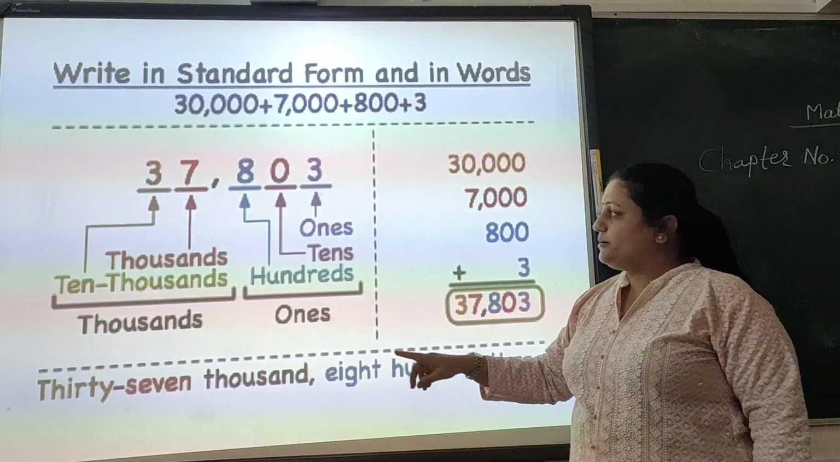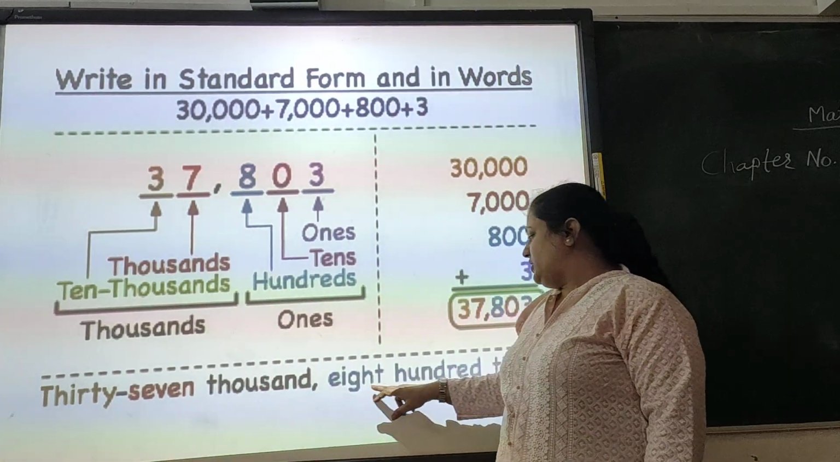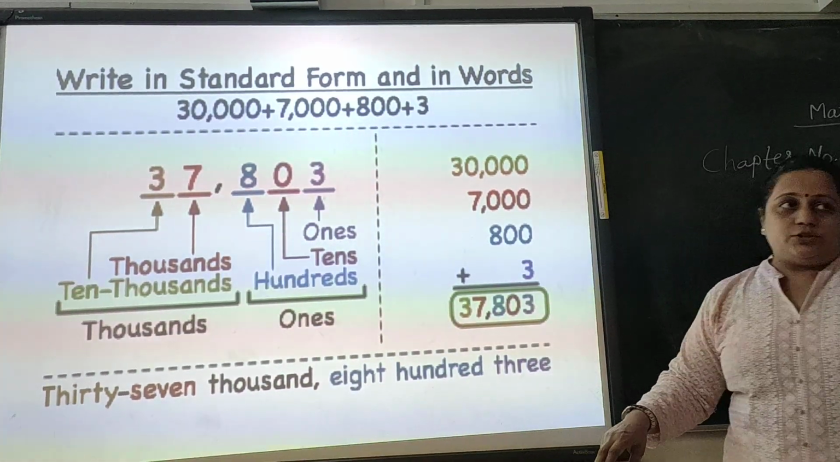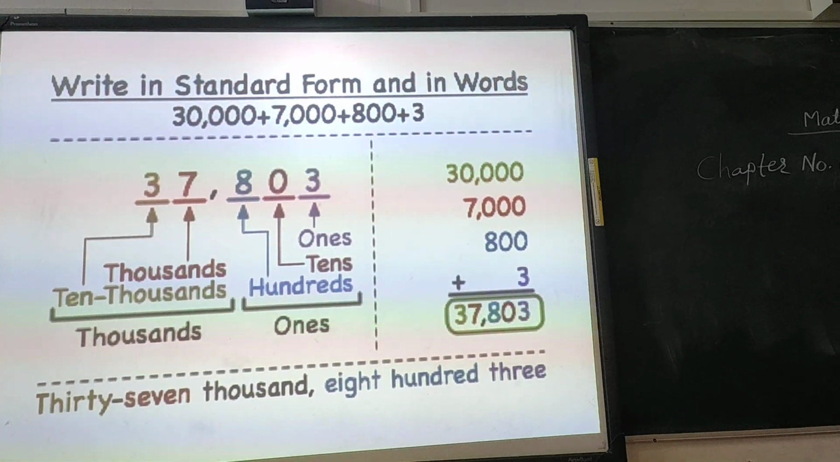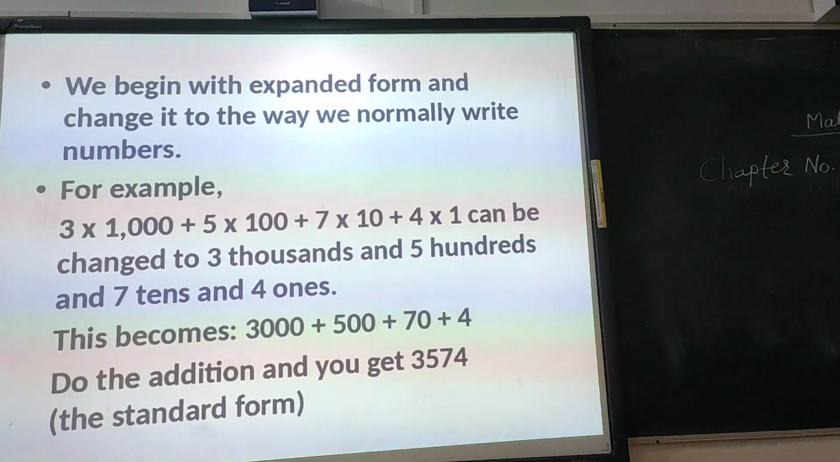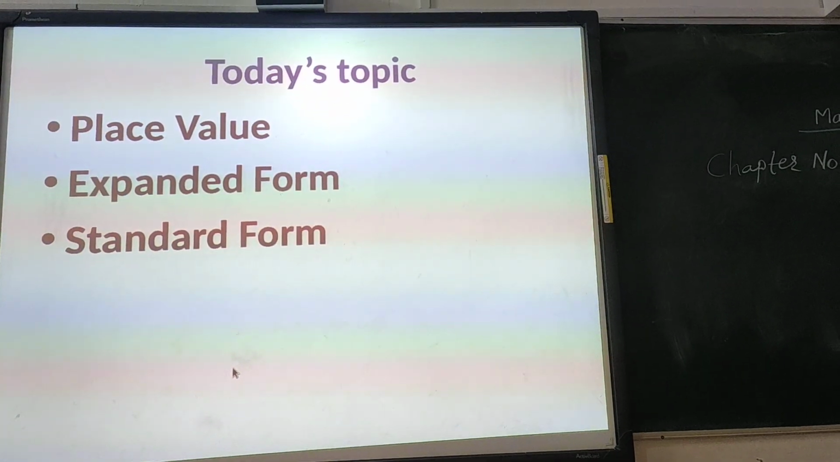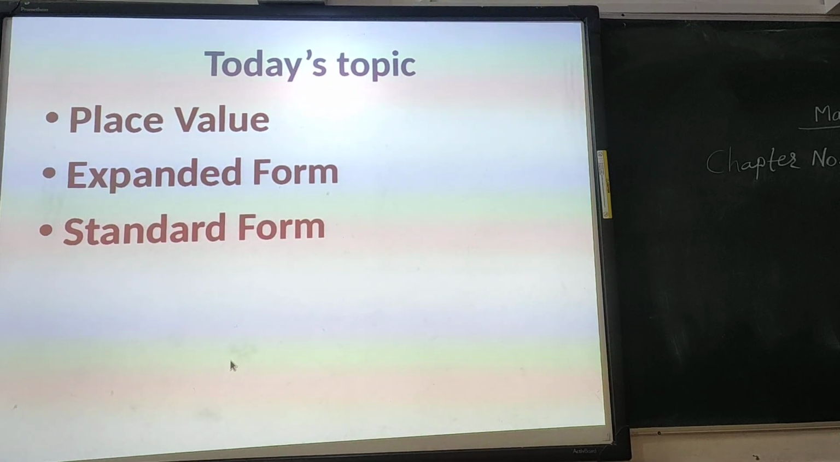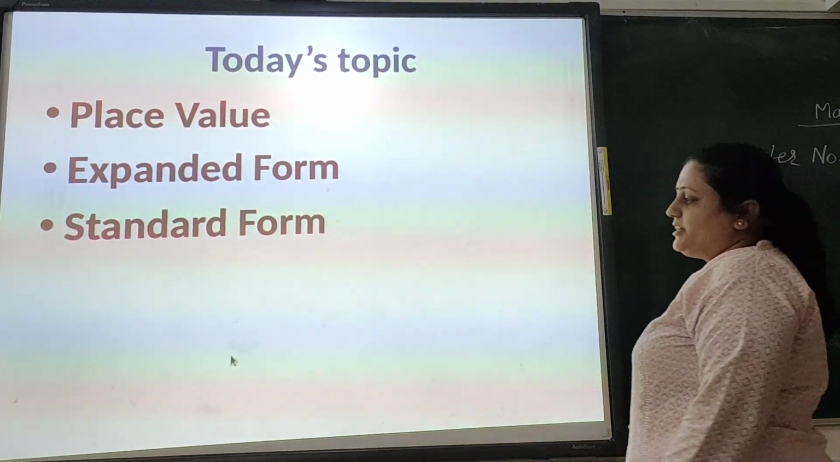And how do we write the number now? 37,803. So here the tens place is empty. Nothing is there on the tens place. So hope children you understood today's topic: place value, expanded form and standard form.